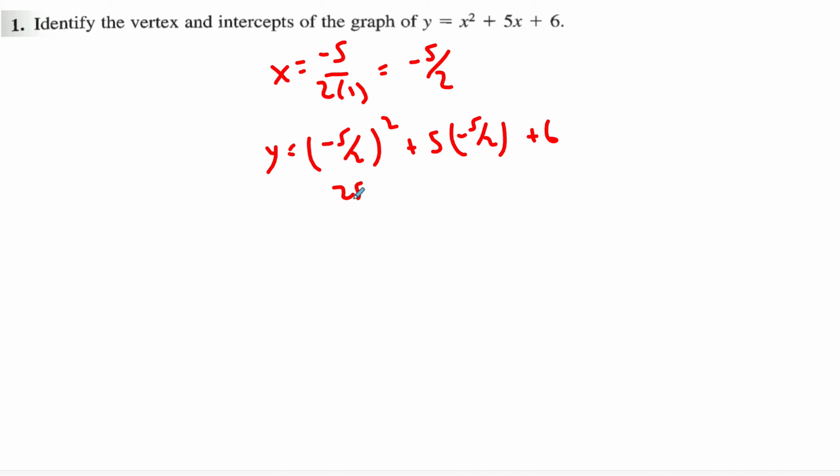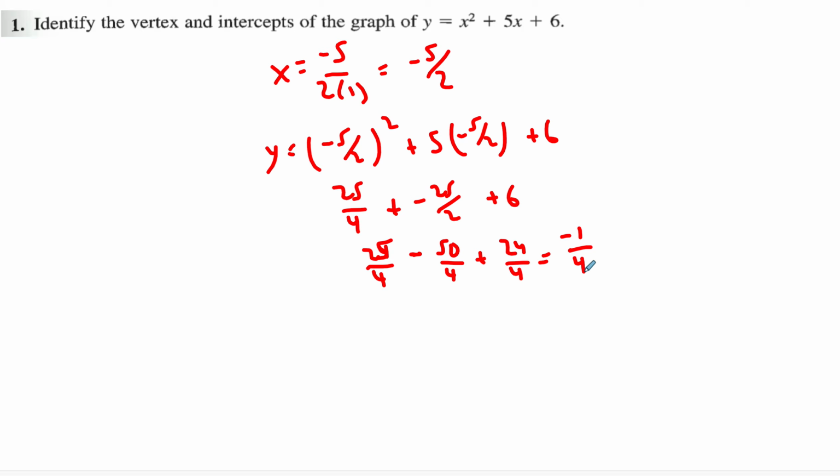Right? So this becomes 25/4 plus a -25/2 plus 6. Now I'm going to put this all over fourths, which means I need to double this, minus 50/4, and this becomes 24/4. So 25 minus 50 is -25, plus 24 is, let's see, -1/4, which means that the vertex is at -5/2 in the x, -1/4 in the y.